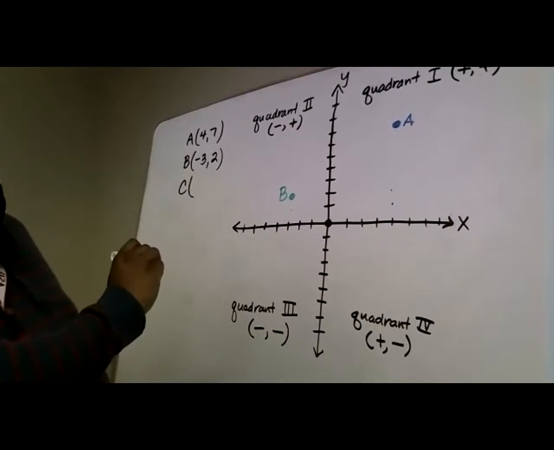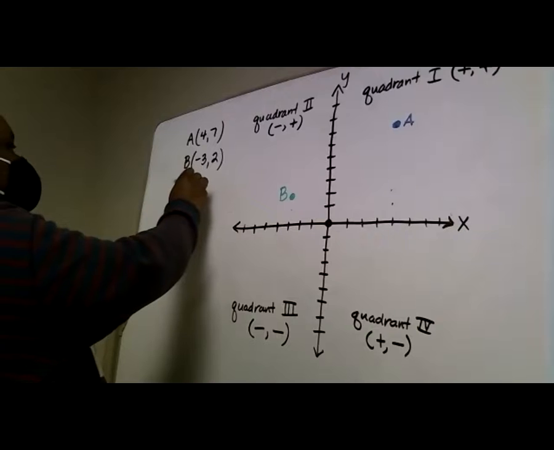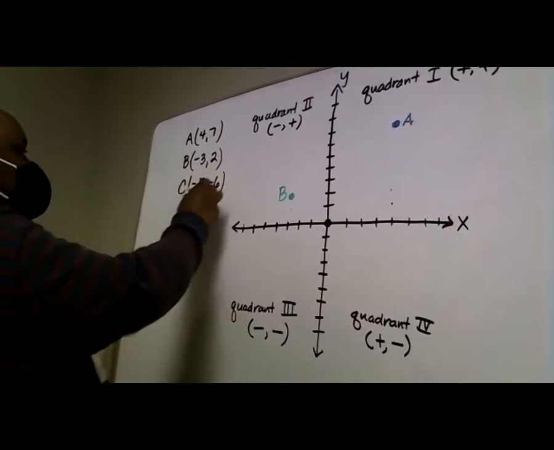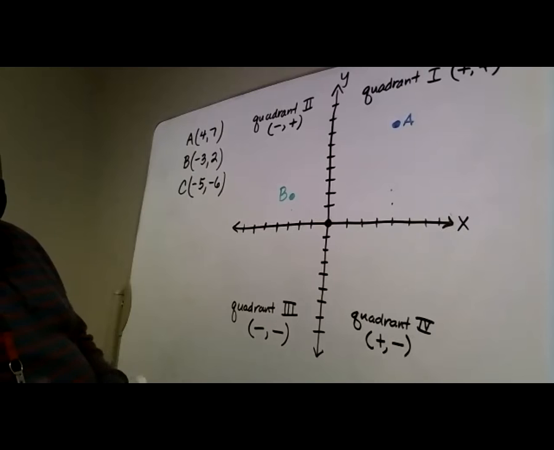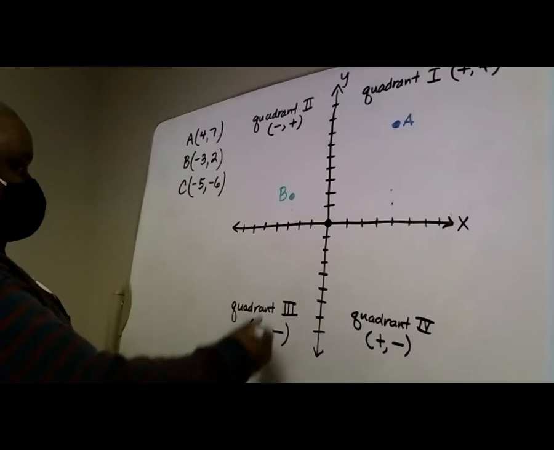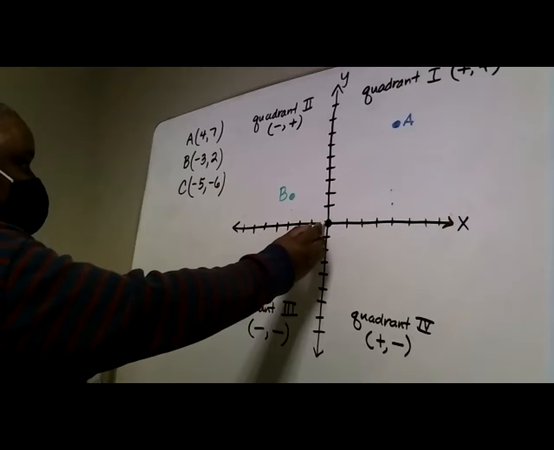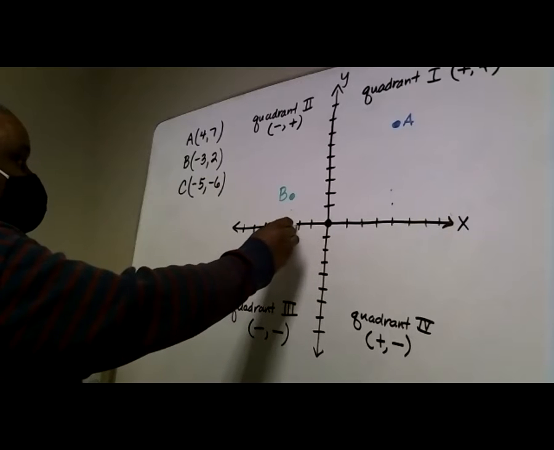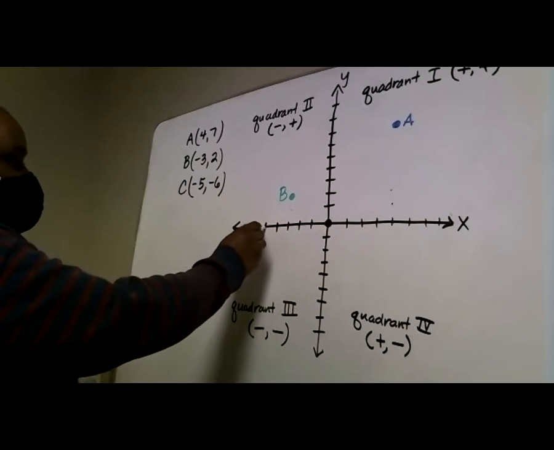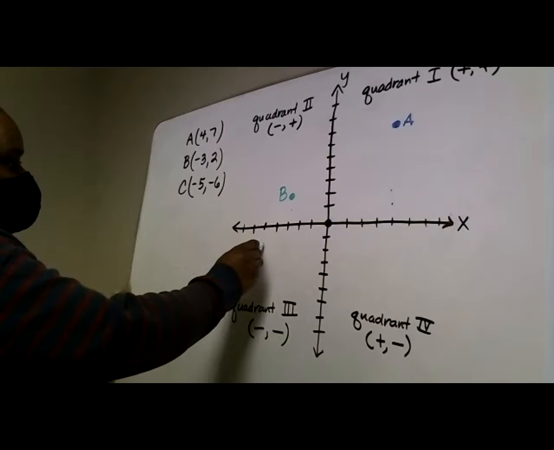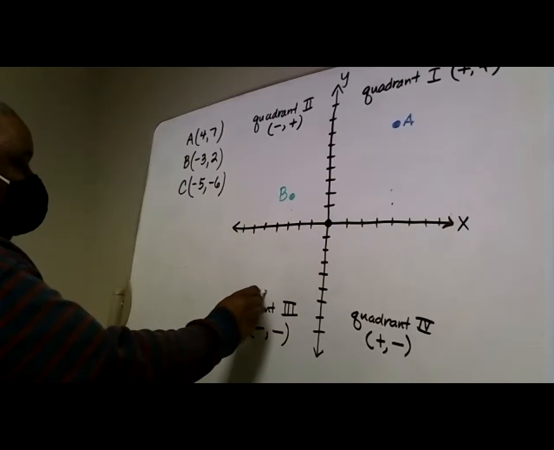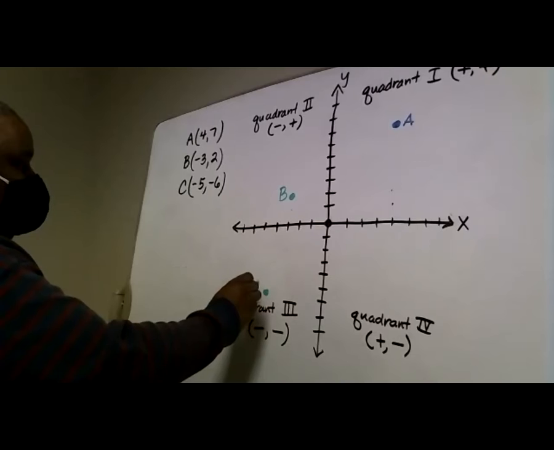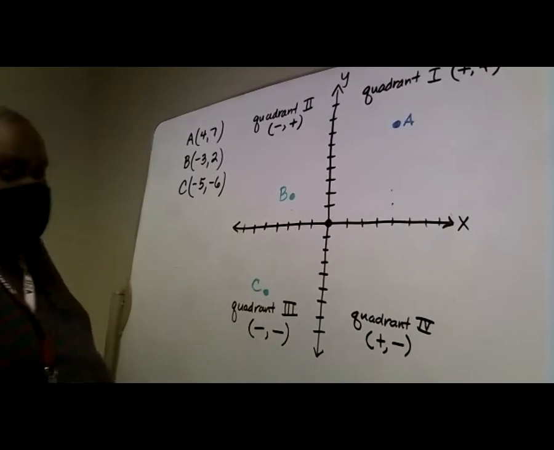And then for point C, we've got -5, -6. If I want to plot that, I start at the origin, go to the left 1, 2, 3, 4, 5, and down 6. And label that as C.